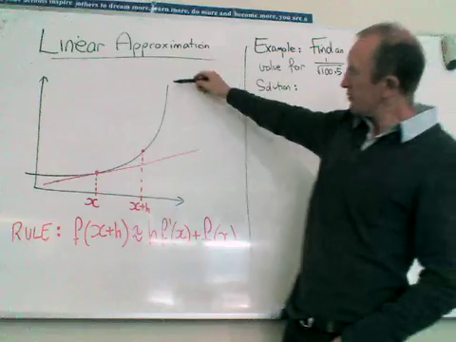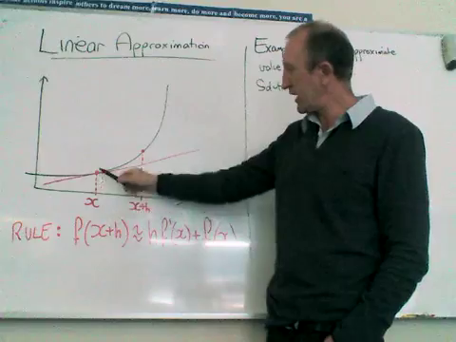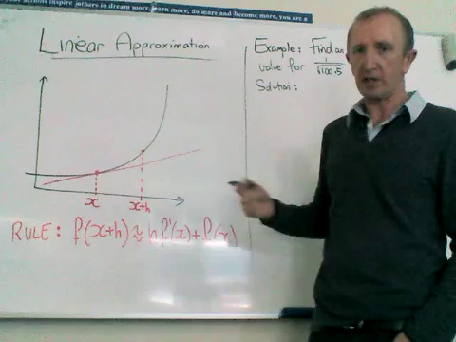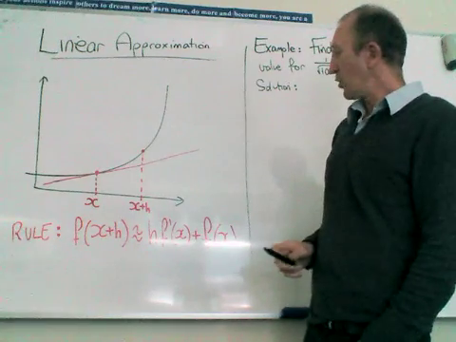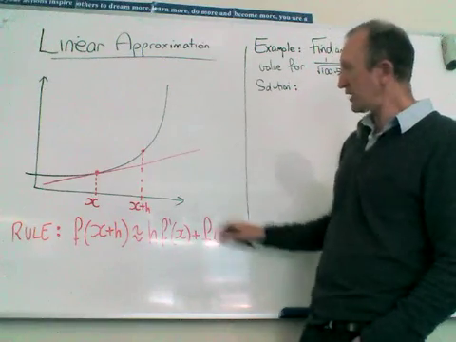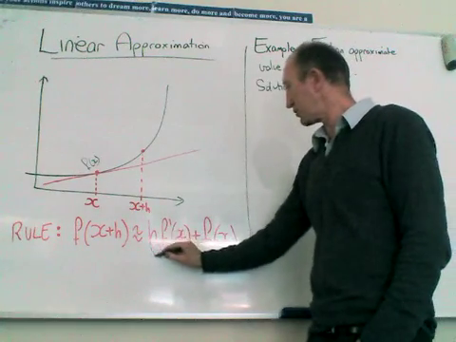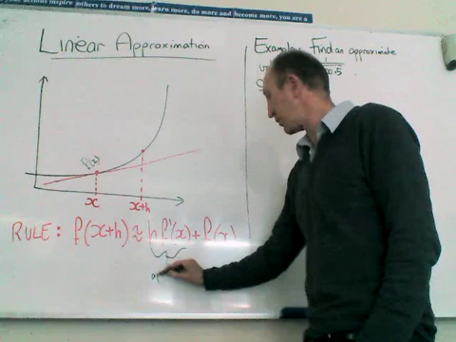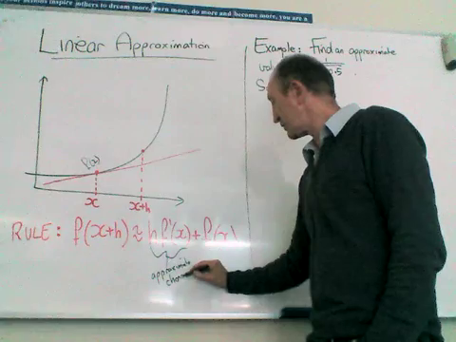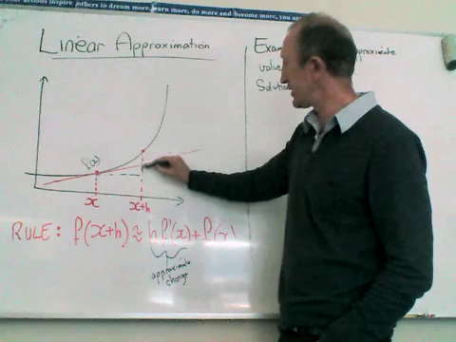I've got a graph here. This black line is my original curve, and if I draw a tangent line at point x, that's the red line, the tangent line. So we all know that tangent lines and differentiation are related, and what we're saying in this rule is that we find the value at f(x), and we add on this approximate change. If we add the approximate change to the original f(x), our approximate change is actually this distance here.